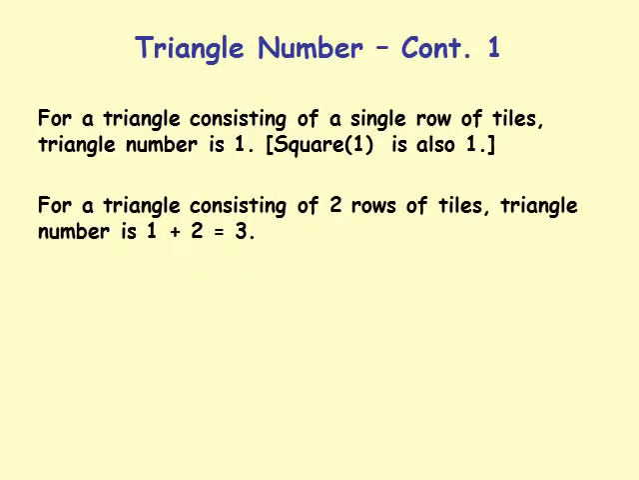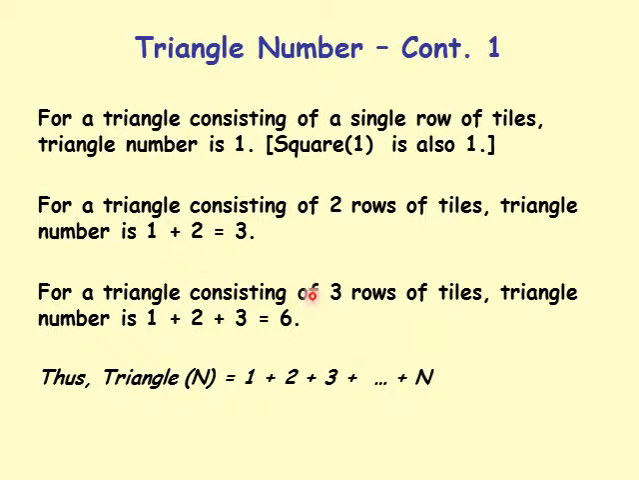Let's continue here. For a triangle consisting of 2 rows of tiles, the triangle number is 1 plus 2. One row has 1 tile, and the next row has 2 tiles. 1 plus 2 is 3.